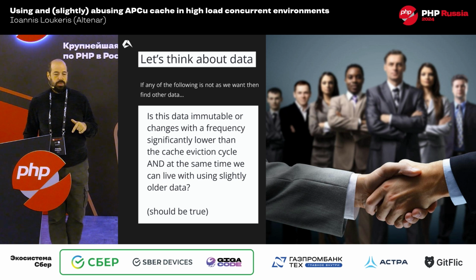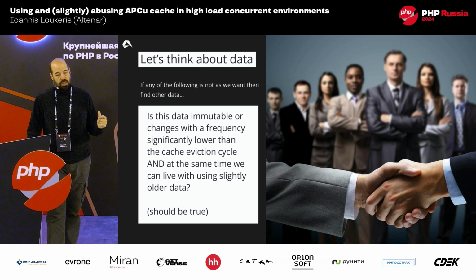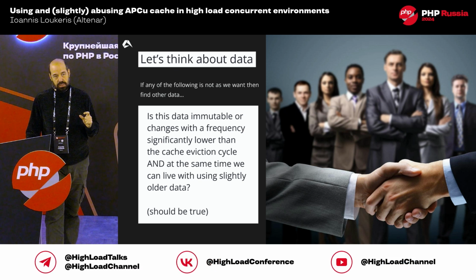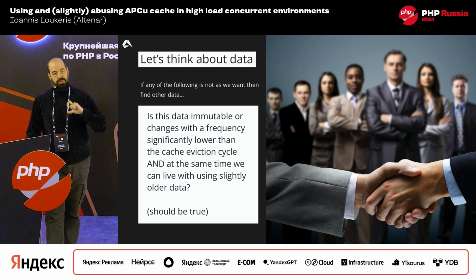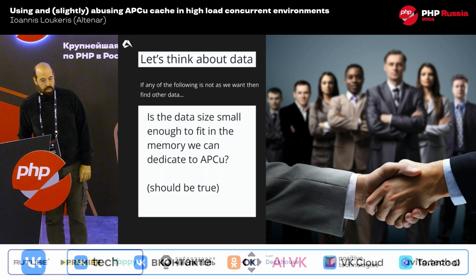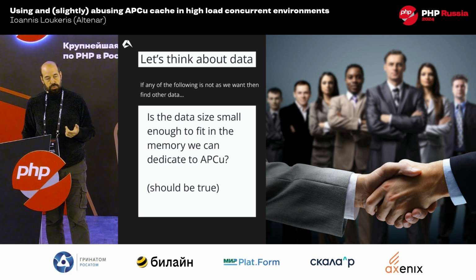Is the data immutable or does it change with a frequency significantly lower than the cache eviction cycle? Can we live with displaying slightly older data at some points? Or can we control when the eviction happens and the repopulation goes on? If something of this is true, then we can continue. If not, that's not your data. Is the data size small enough to fit in the memory that we dedicate to APCu? Obviously, this should be true.